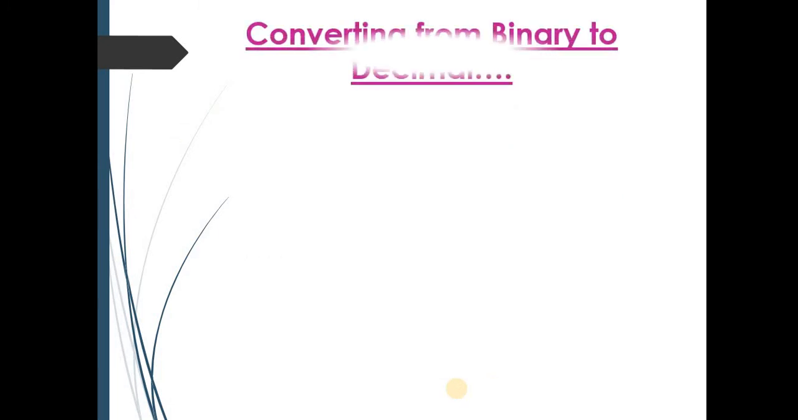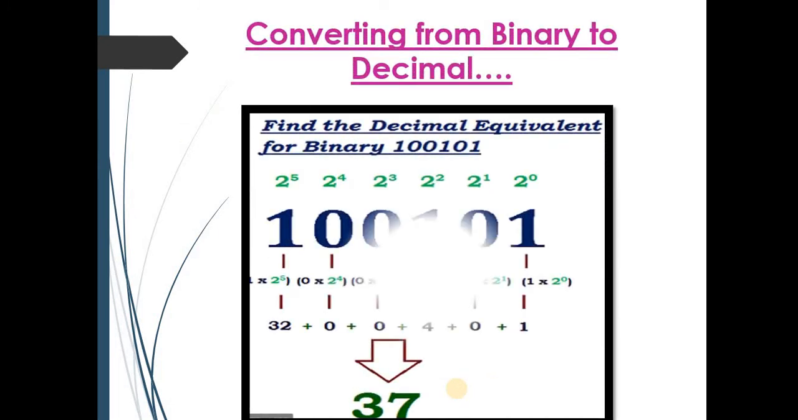Let's have a look at another example. We have this number 100101, a binary number, and here is how we can convert it. We simply have to multiply these digits with their base powers, with their positions. Then you simply add up the values and get the answer, that is 37.